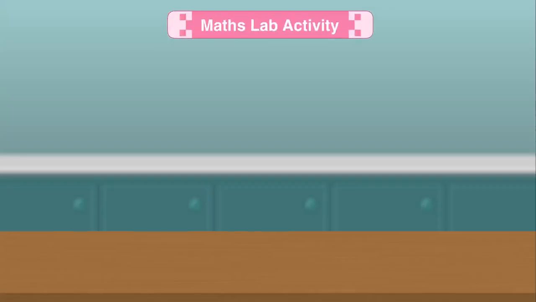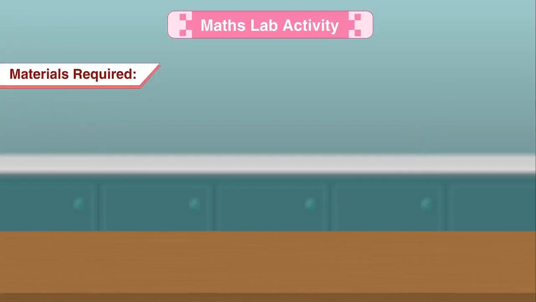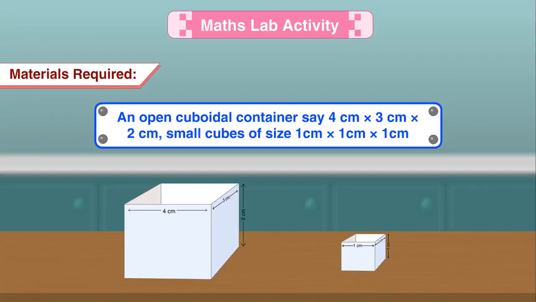Maths Lab Activity. Objective: to find the volume of a hollow cuboid by filling cubes. Materials required: an open cuboidal container, say 4 cm × 3 cm × 2 cm, and small cubes of size 1 cm × 1 cm × 1 cm.